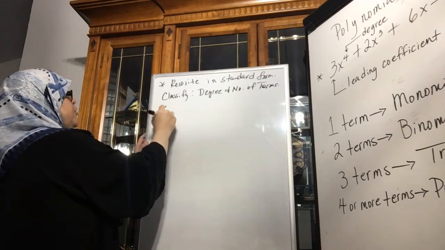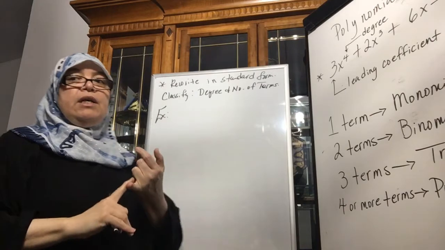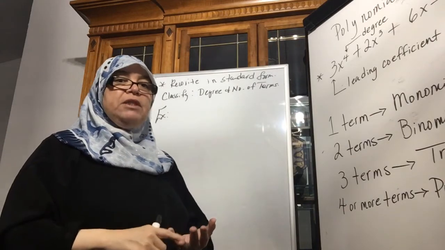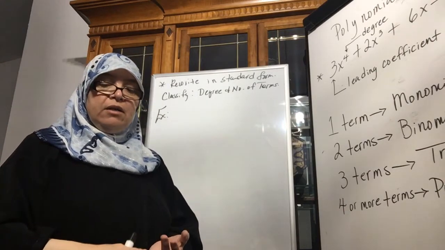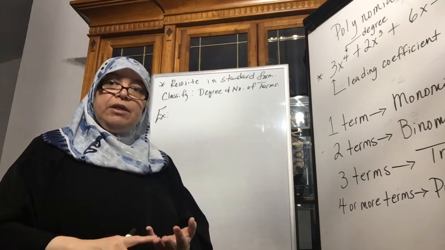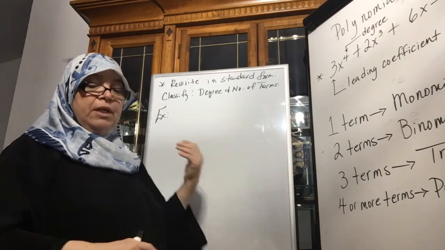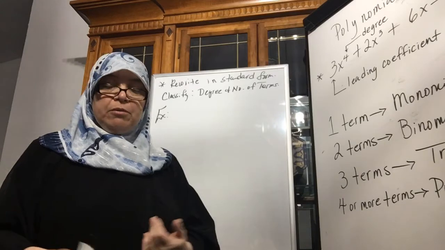Okay, so those are your instructions. You are to rewrite it, and then you need to classify. Classify means give it the name that it is, and based on degree, you're going to look at the degree of the leading term, and then you're going to base it on the number of terms as well.